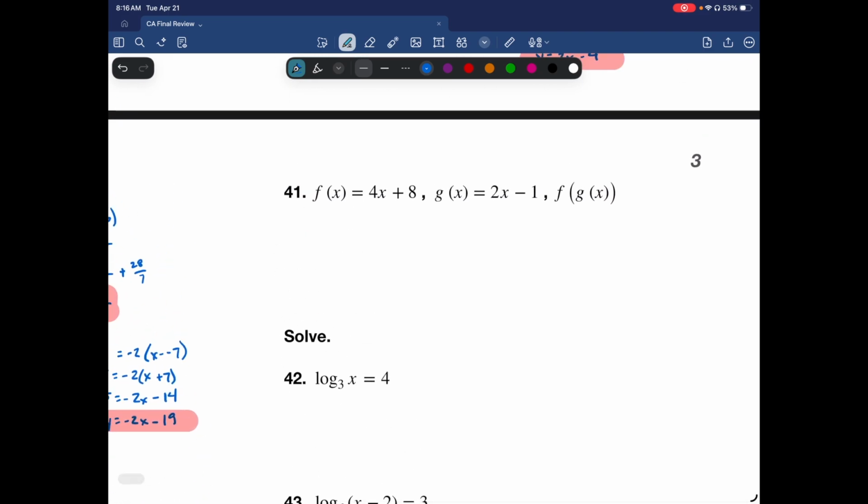On 41, we're doing the same thing, but now it's just generic. So I got f of g of x by saying f is 4 times, and where x is, I'm going to plug in g, so it's 4 times 2x minus 1 plus 8. And now I simplify, I get 8x minus 4 plus 8. So that's going to be 8x plus 4.